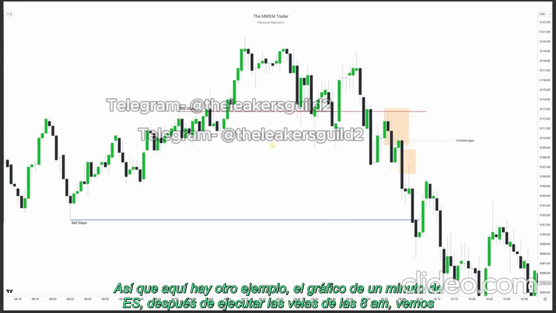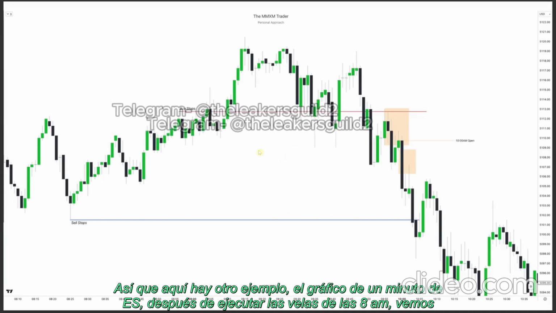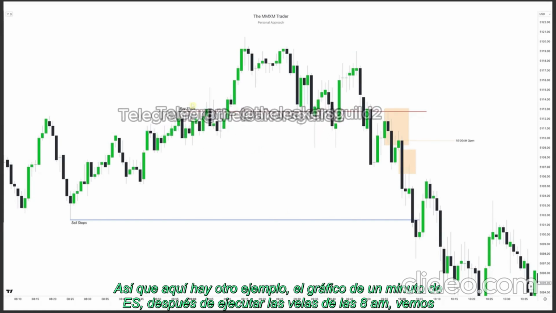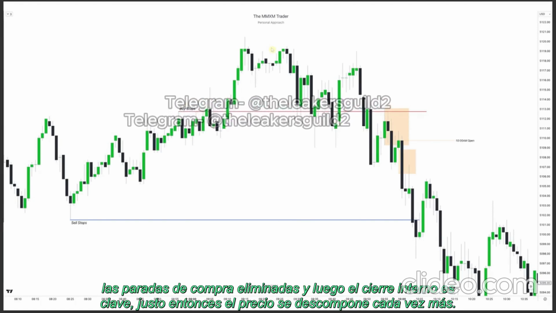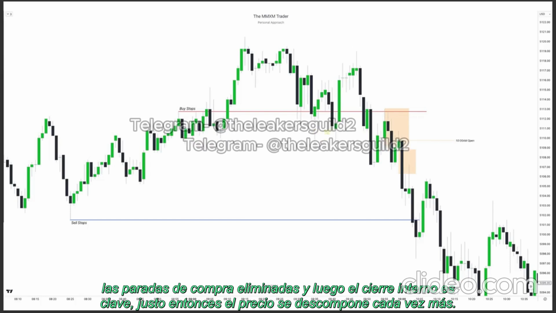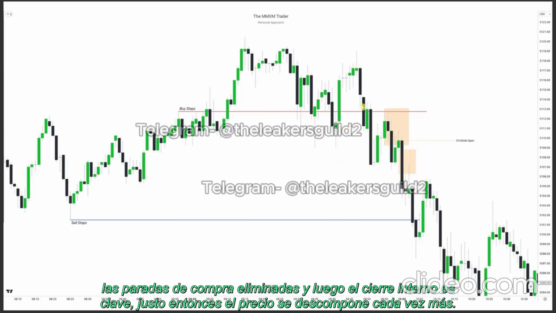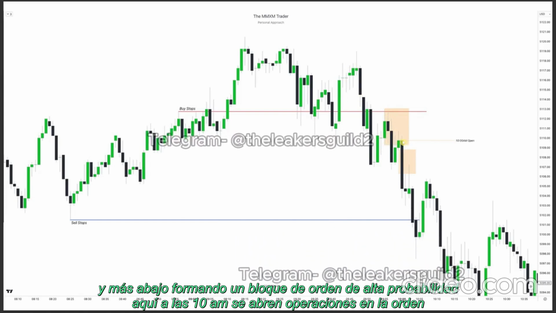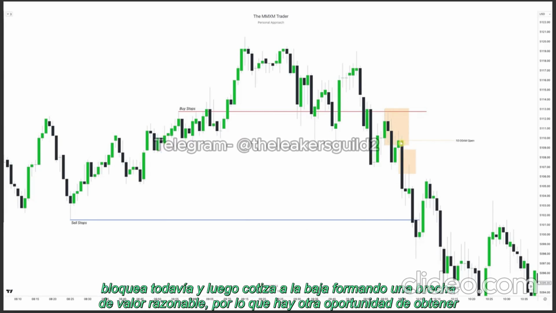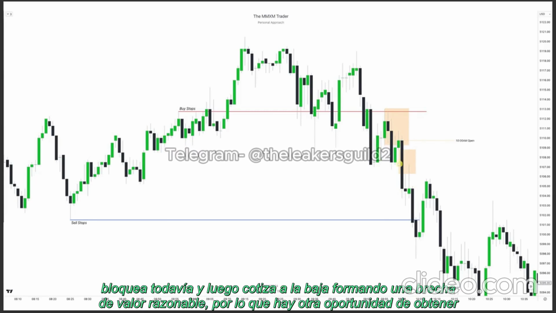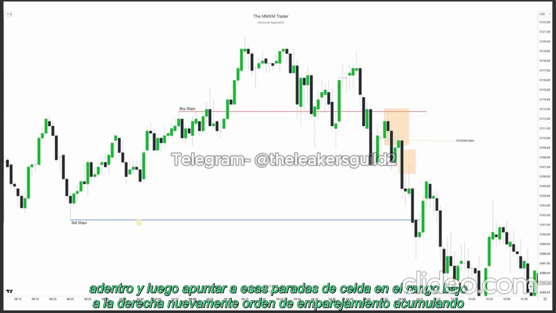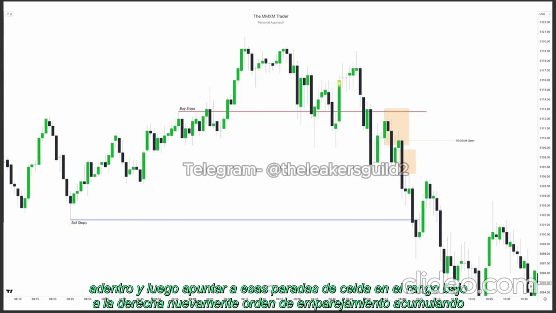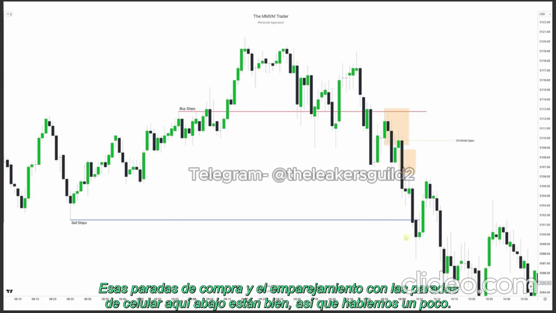So here's another example, right? The ES 1-minute chart. After we run the 8 a.m. candle's high, we see the buy stops taken out, and then closure inside is key. Then price breaks down lower and lower, forming a high probability order block over here. 10 a.m. opens up, trades into the order block still, and then trades down lower, forming a fair value gap. So there's another opportunity to get in, targeting those sell stops on the range low. Again, order pairing, accumulating those buy stops and pairing them up with the sell stops down here.